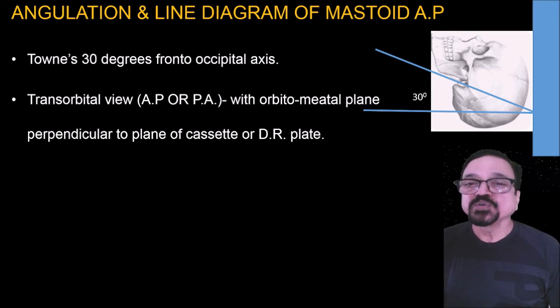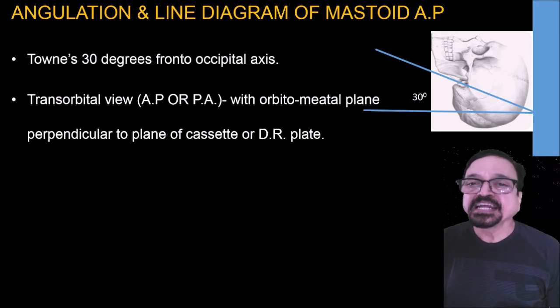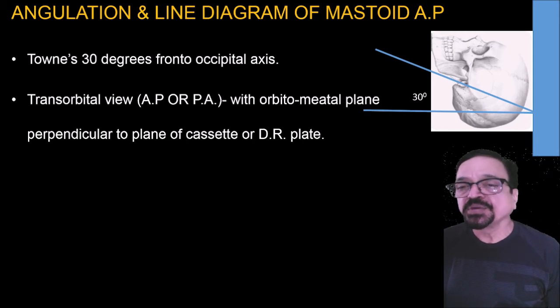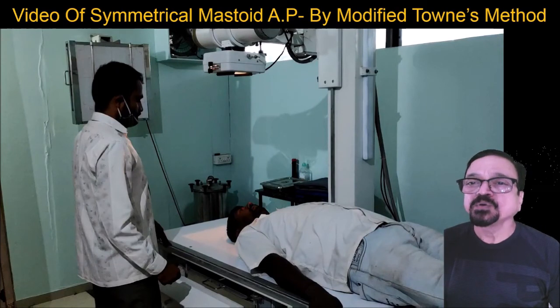Now there are different views here. Transorbital view with the orbitomeatal plane perpendicular to the plane of the cassette or DR, so that we also call it petrous orbit. Towne's gives 30 degrees angulation, so the petrous is projected above the base. In the transorbital view, AP or PA, that is the PTO, petrous orbit, we get it through the orbit, but the mastoids are seen. Now let us see how the symmetrical mastoid AP by modified Towne's view is taken.